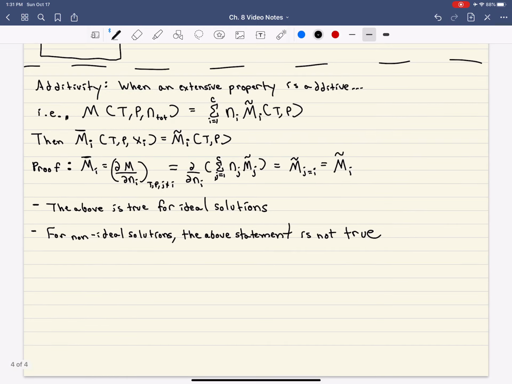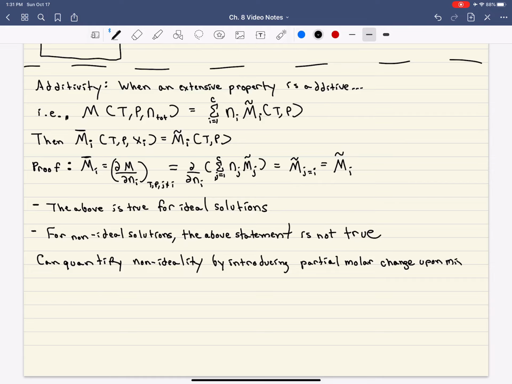And so the approach we're going to take in quantifying non-ideality is going to be by introducing what I call the partial molar change upon mixing. So this molar change upon mixing, I'll write it like this. It's going to be delta M mix.